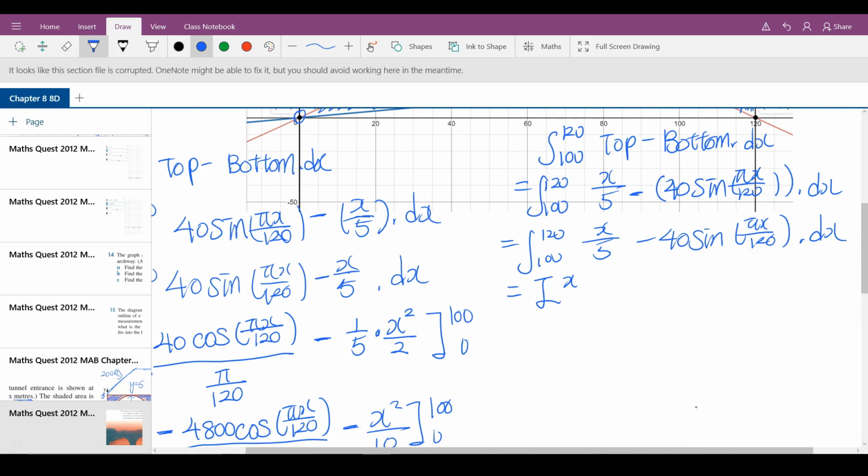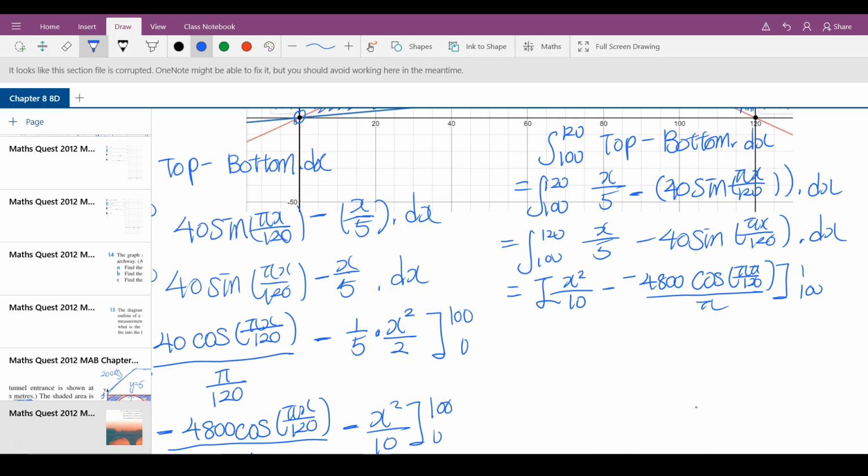So that becomes x squared over 10, yeah, minus 4,800. I'm just copying down whatever I got before, okay? Because I already did it. Cos pi x over 120 on pi from 100 to 120. So that gives us x squared over 10 plus 4,800 cos pi x over 120 over pi, 100 and 120.